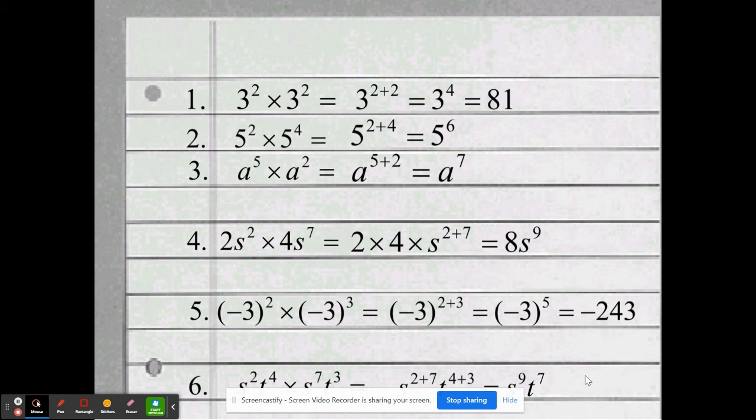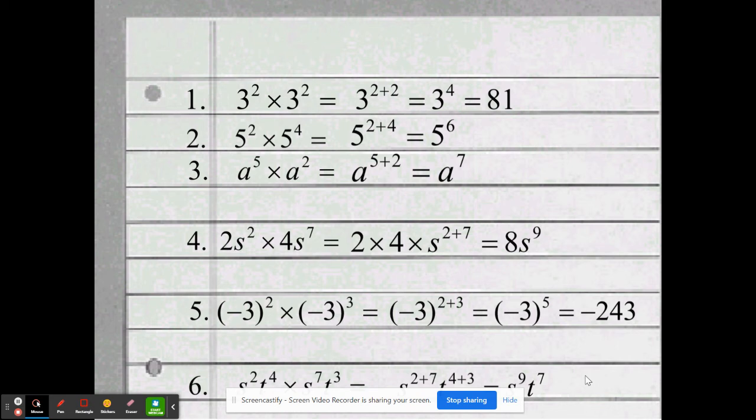Now, number 4, 2s squared times 4s to the 7th. You want to think of the 2 separate from your variable, because the variables have exponents, and we're trying to simplify this to the simplest form that we possibly can. So 2 and 4 are like bases in that they're numbers. So 2 times 4 is 8. And then our s, because those are like bases, we're just going to add the 7 and the 2. So 7 plus 2 is 9. So it'd be 8 because of 2 times 4, and then s to the 9th power, because the 2 and the 4 do not have any exponents attached to them.